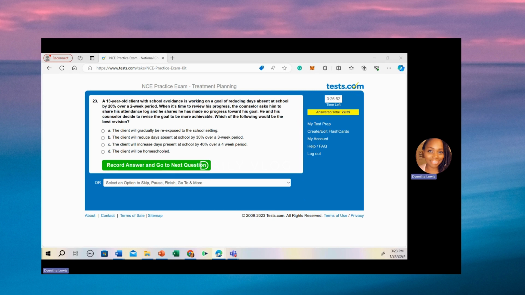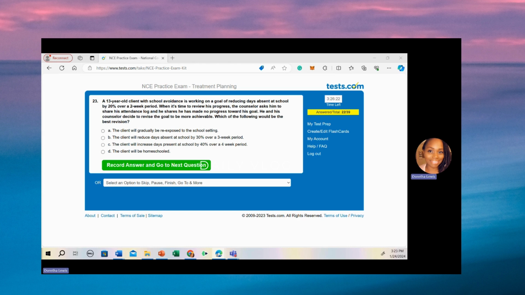A 13-year-old client with school avoidance is working on a goal of reducing days absent at school by 20% over a 2-week period. When it's time to review his progress, the counselor asks him to share his attendance log, and he shares his progress or lack of progress towards his goal. He and his counselor decide to revise the goal to be more achievable. Which of the following would be the best revision?